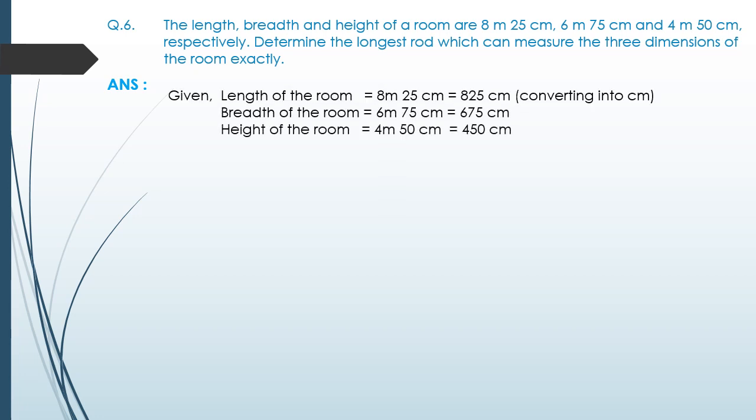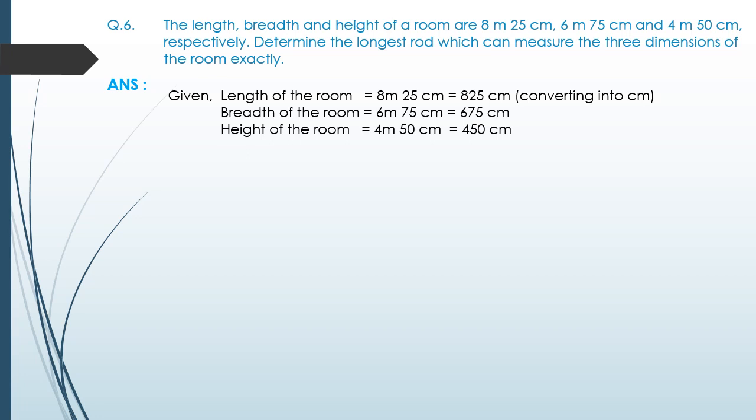We have given the length, breadth and height of the room. Okay, and all the dimensions we have converted in terms of centimeters. 8 meters and 25 centimeters can be written as 825 centimeters. Similarly, the other dimensions are 675 centimeters and 450 centimeters.